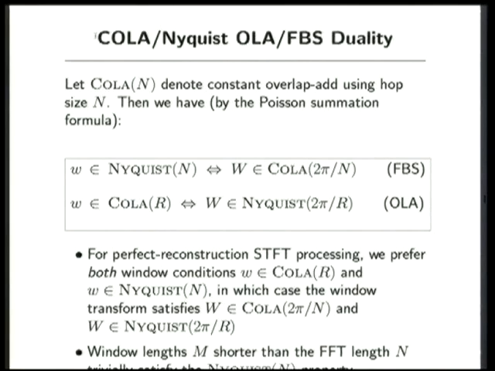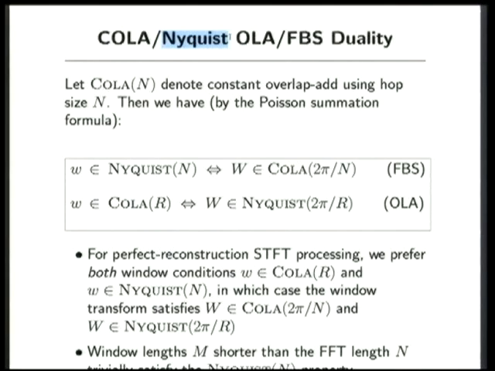that I've been talking about. So first we derived the constant overlap add property for windows in the time domain as being the Fourier dual of the Nyquist property in the frequency domain, where the zero crossings had to be at the non-zero multiples of 2 pi over R, or harmonics of the frame rate.